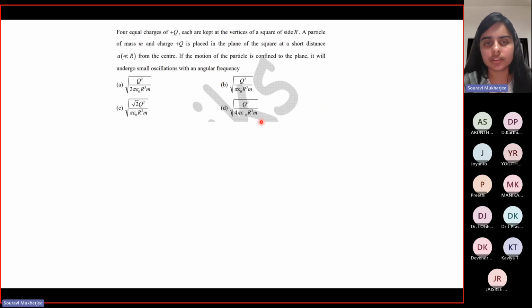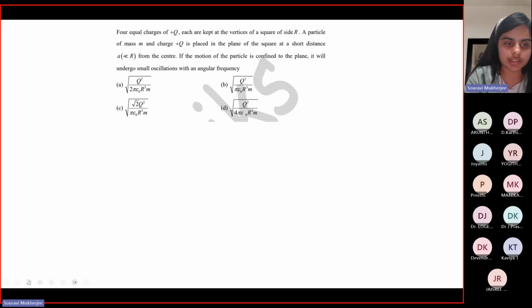So here you see, these are 4 charges plus q kept at the vertices of a square of some side r, okay? And there is a particle of mass m and charge q placed in the plane of the square at a short distance from the center. Now, if the motion of the particle is confined to the plane, it will undergo small oscillations with the angular velocity given by what? You have to find the angular frequency, right?